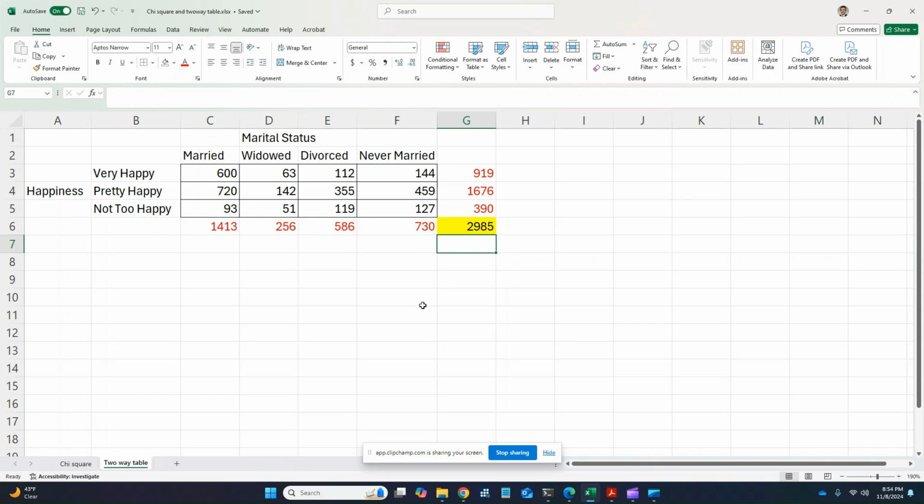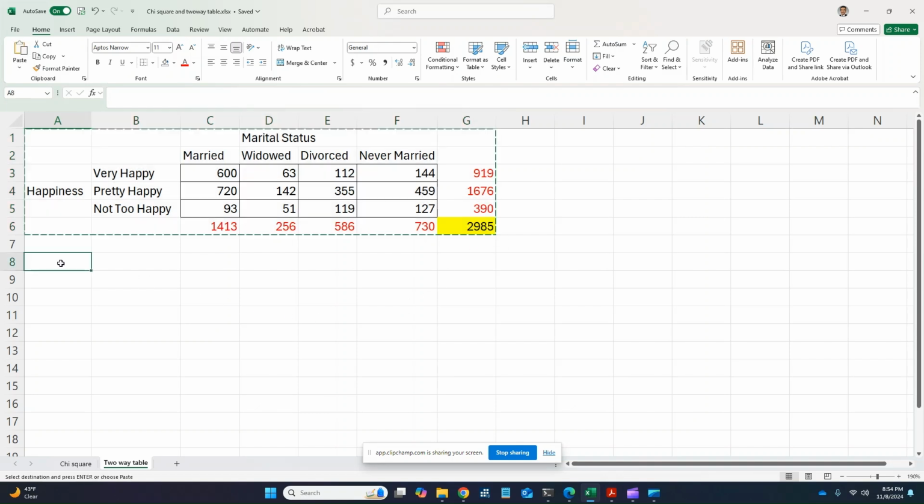Okay, now we need to calculate the proportions. That means, what is the proportion of married people among total people, and what is the proportion of very happy people among total people? If these two events are independent, then the multiplication of this proportion and this proportion will result in a joint proportion or joint probability of people being very happy and married. If that probability is different from this probability, then we say our observed data differs from the expected data.